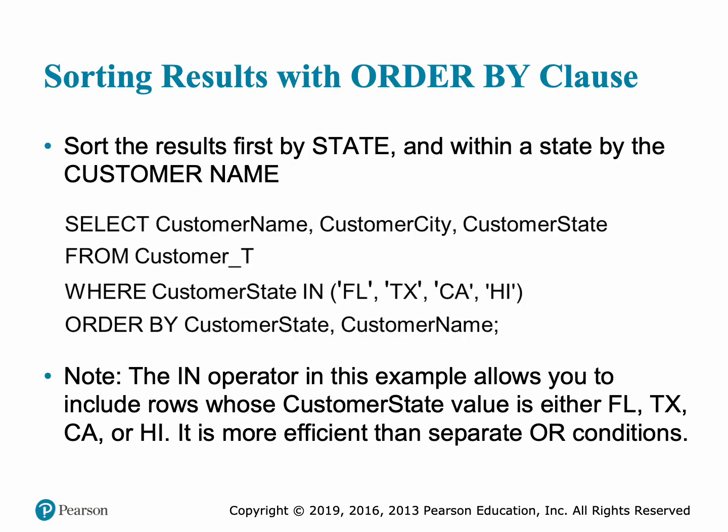Sorting results with the ORDER BY clause. Sort the results first by state and within the state by the customer name. So select customer name, customer city, customer state from customer T, where customer state in Florida, Texas, California, Hawaii. Order by customer state, customer name. Note the IN operator in this example allows you to include rows whose customer state value is either Florida, Texas, California, or Hawaii. It is more efficient than separate OR conditions.